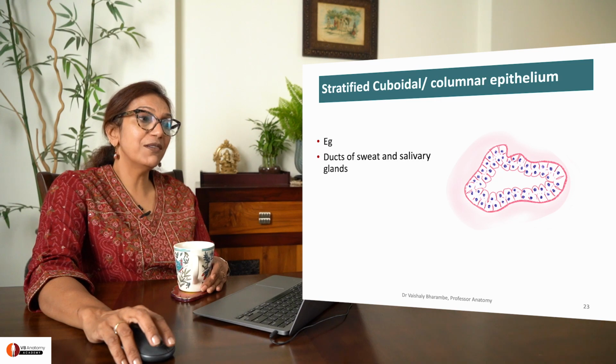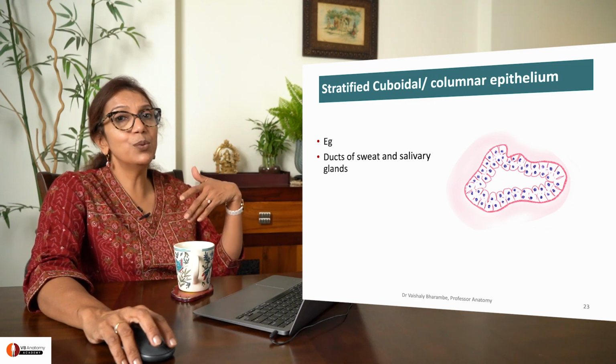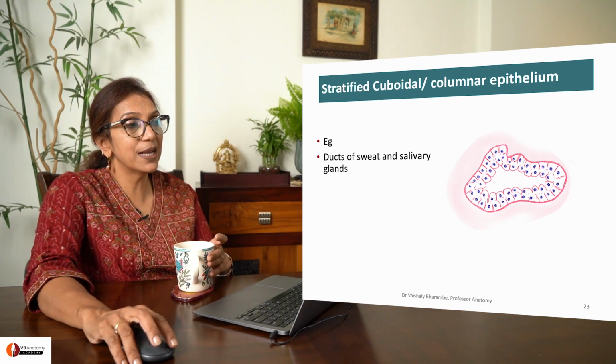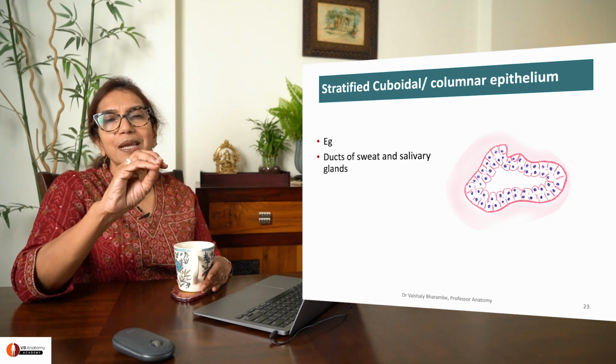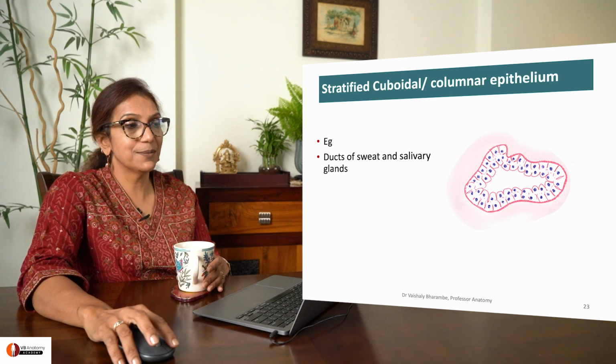Let's now come to stratified cuboidal or columnar epithelium. Basically, this is found in ducts. Okay, so ducts of sweat glands, salivary glands, mammary glands. You will find 2 to maximum 3 layers of cuboidal to columnar cells.